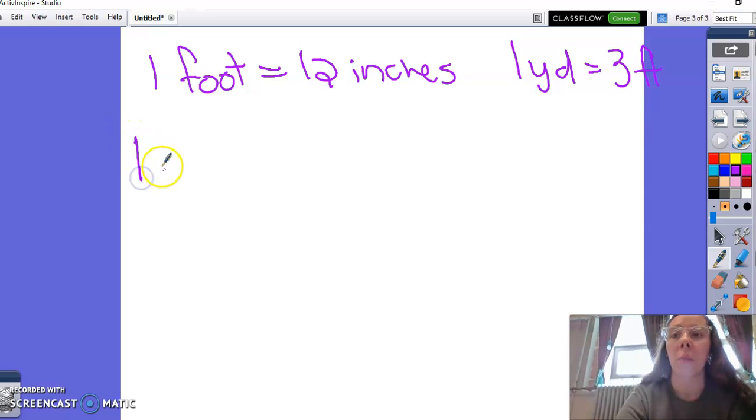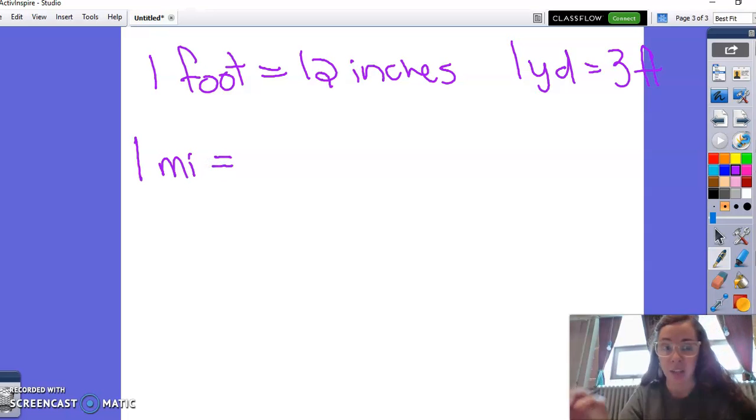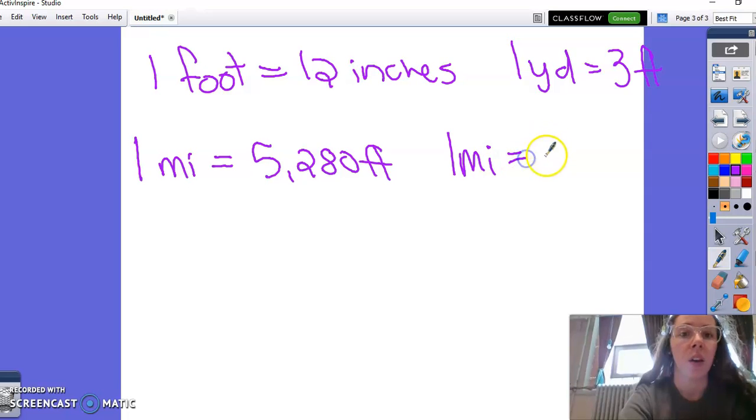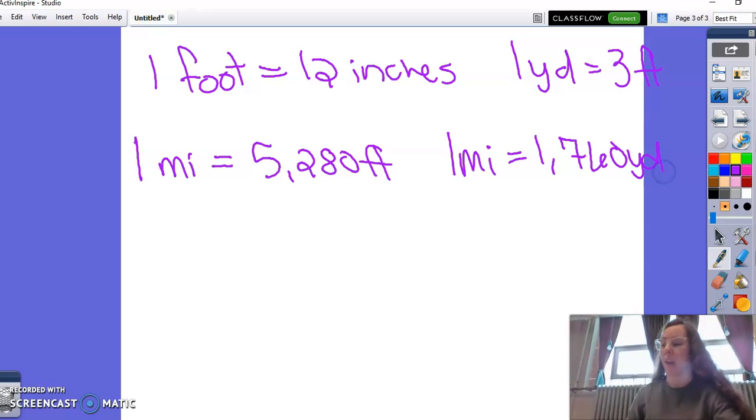And then we measure miles in either feet or in yards. So there's 5,280 feet in 1 mile, or there's 1,760 yards in 1 mile. Okay, this is going to be really important for you to keep handy as well. And it's actually going to be in your book, but when we get further down the road, if you need to come back to this, now we have it written somewhere where you can find it.